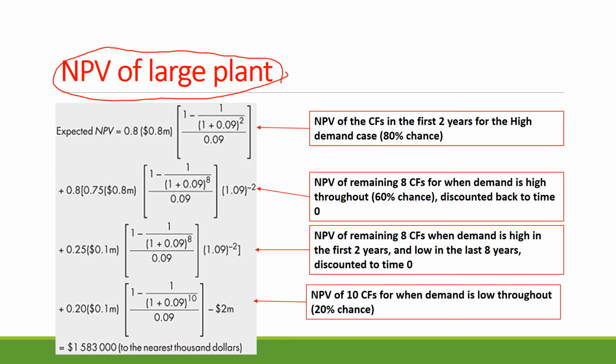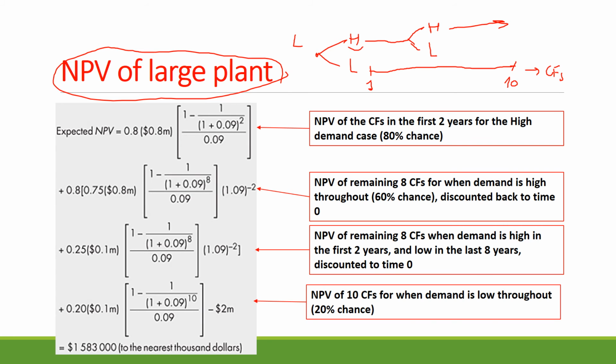choose the large plant, if we look at our decision tree, this is our large plant. Yeah. We have high demand, we have low demand. High demand for the first few years, then from year 3 onwards, we then have high demand again, or low demand for the next 8 years. Right. For the low demand case, we have low demand throughout. So from year 1 to year 10, our cash flows would be the same. They will be all the same, and they will be corresponding to the cash flows for the low demand case. Right?